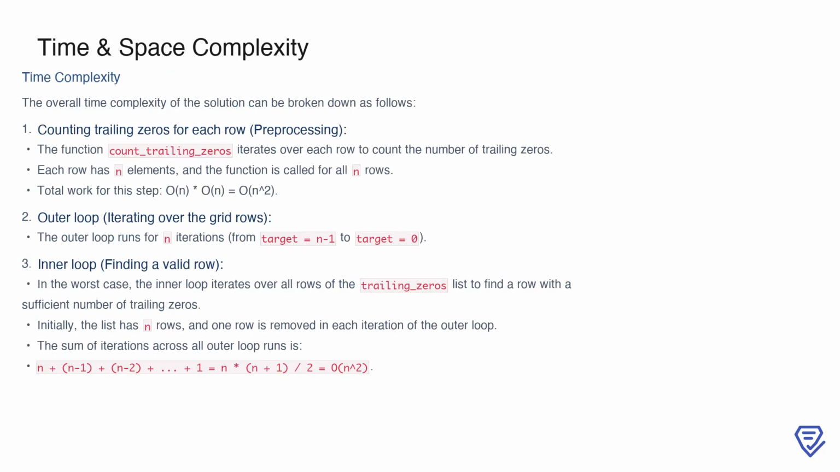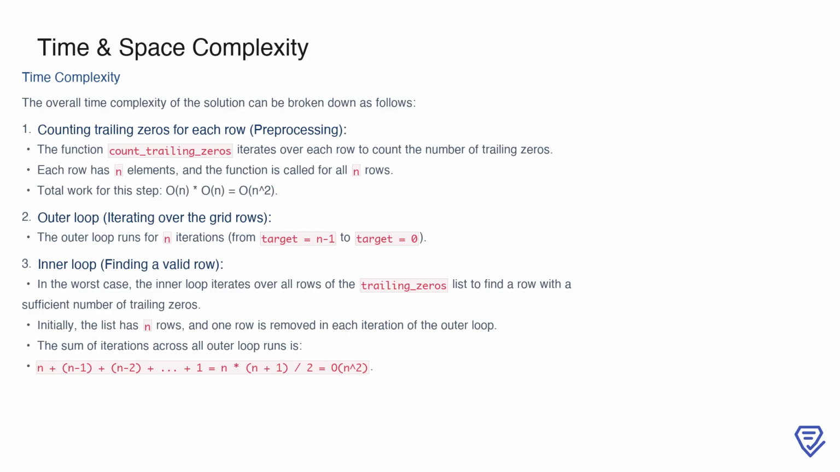Here, we analyze the time complexity of the solution step by step. First, consider the pre-processing phase where we calculate the number of trailing zeros for each row. Since the function count_trailing_zeros processes n elements in each row and is called for all n rows, the total work for this step is O(n) multiplied by O(n), resulting in O(n squared).